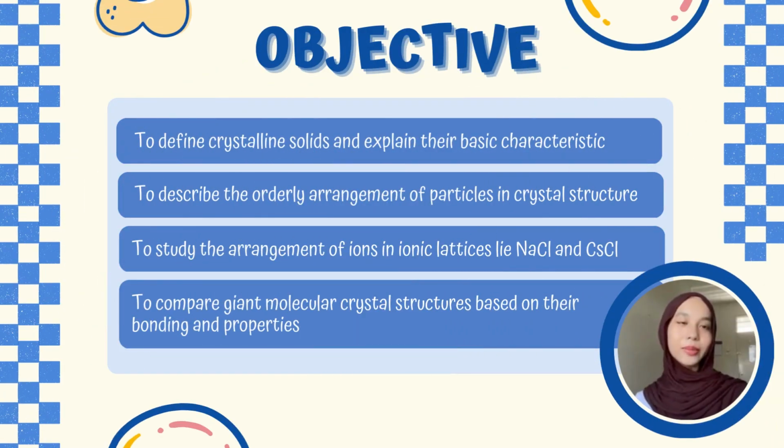The objective of this presentation is to define crystalline solids and explain their basic characteristics. Second, to describe the orderly arrangement of particles in crystal structure. Third, to study the arrangement of ions in ionic lattice like in NaCl and CsCl. Lastly, to compare giant molecular structure based on their bonding and properties.